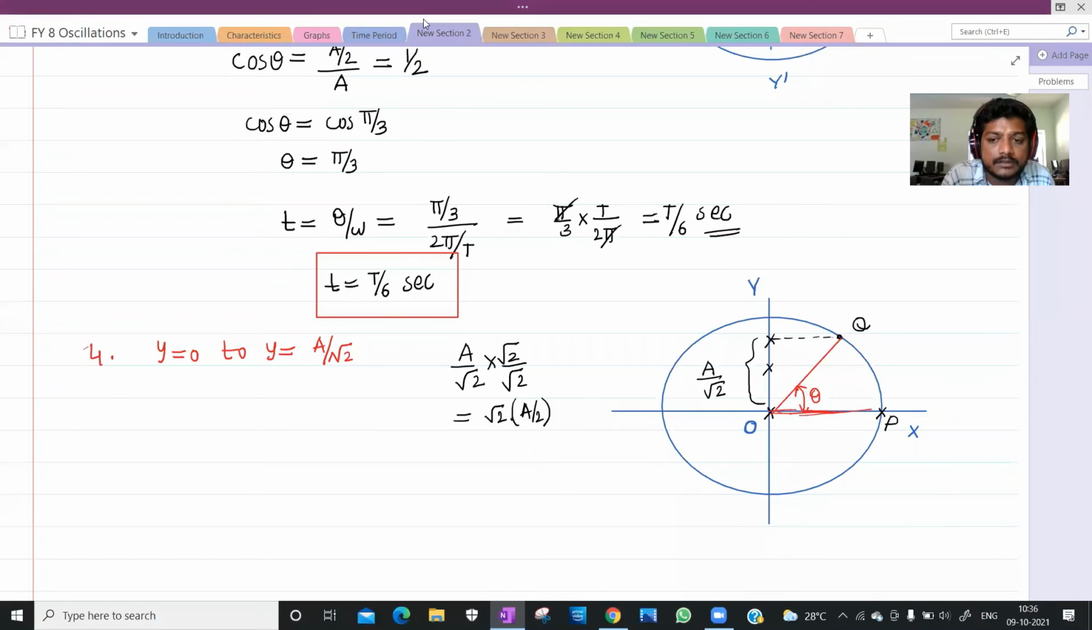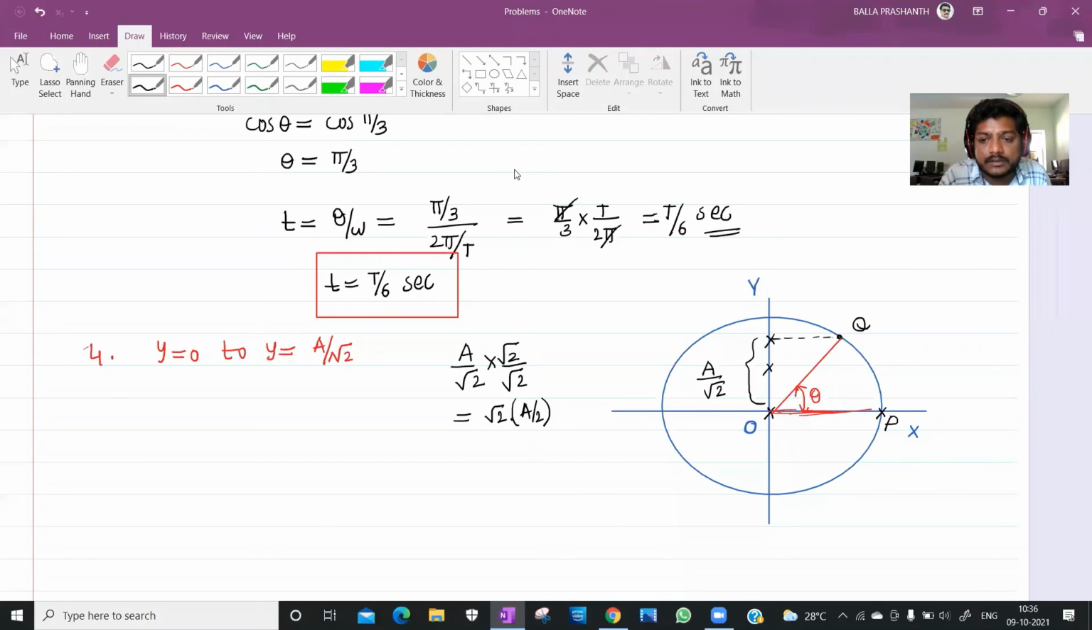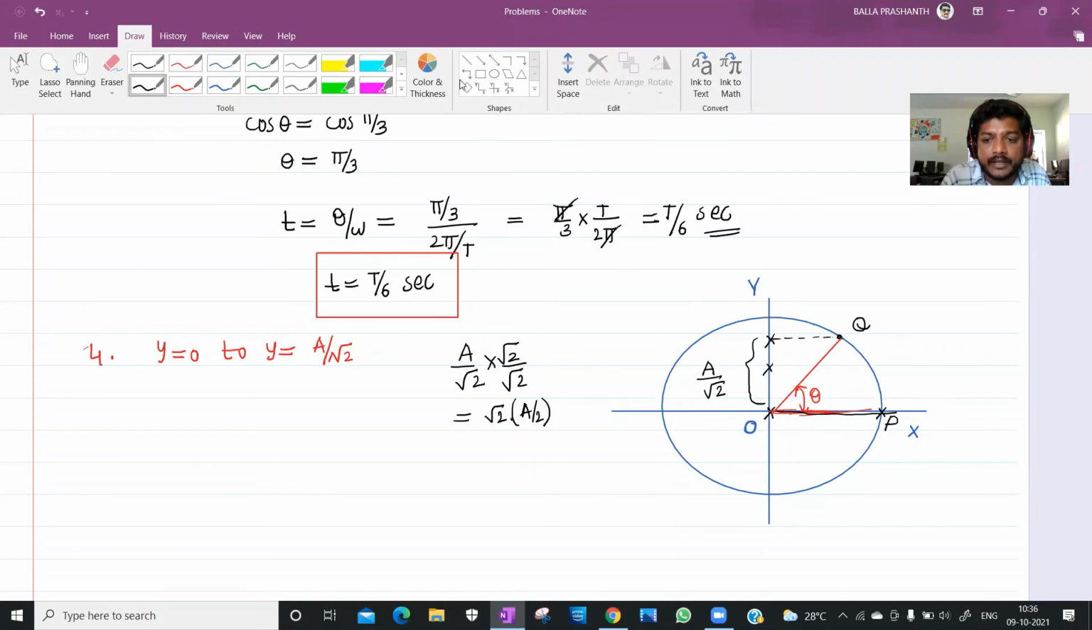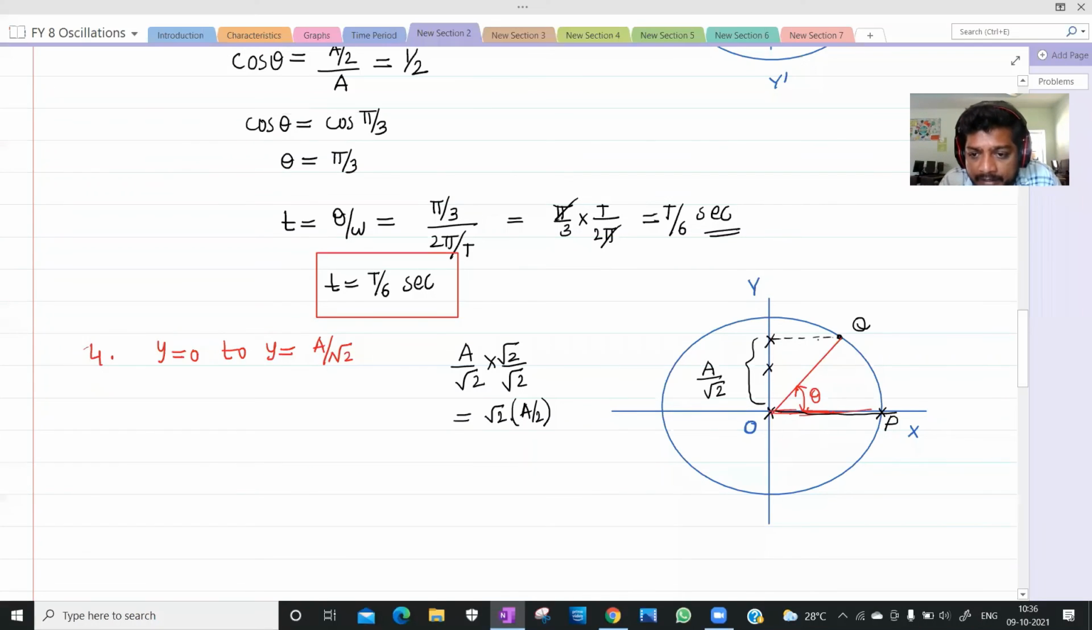Sir, angle Q we also have to take as theta, no? What is actually theta? Theta is the angle made at the origin from the initial position to the final position. This is the initial position, this is the final position, and the angle between them is theta. So we can say this is also theta, by the alternate opposite angle.